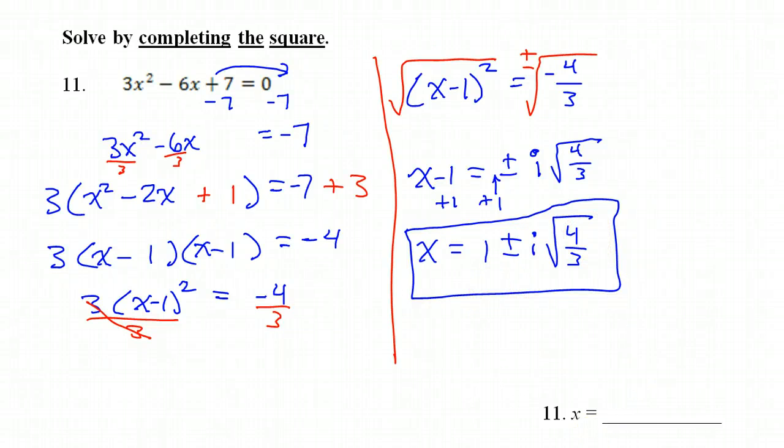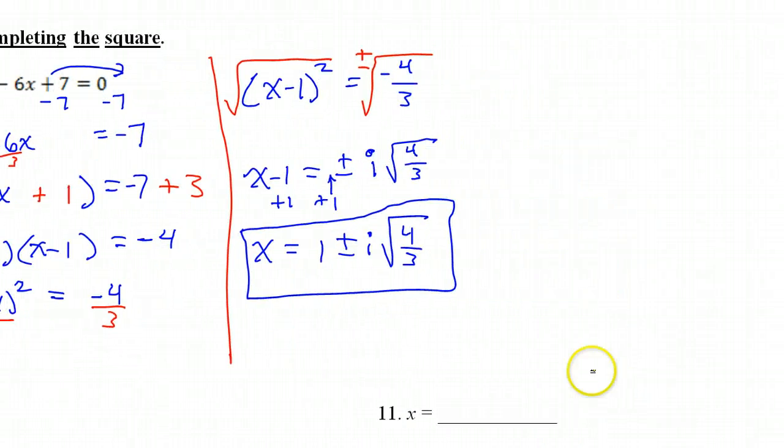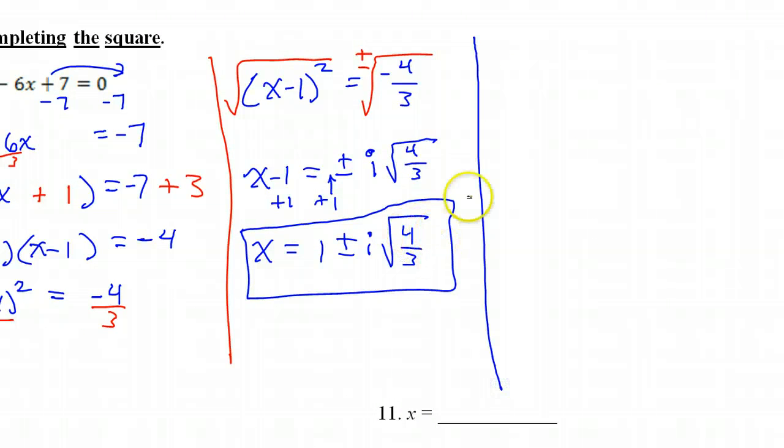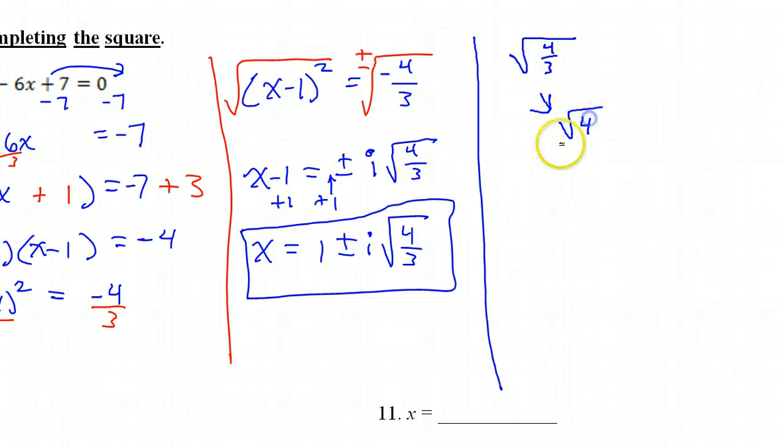But let me go ahead and show you what you actually are supposed to do with this radical 4 over 3. Please understand that square root of 4 over 3 is the same thing as square root of 4 over square root of 3. Okay? And you know that the square root of 4 is 2. So this is like 2 over the square root of 3. So we're making progress already.